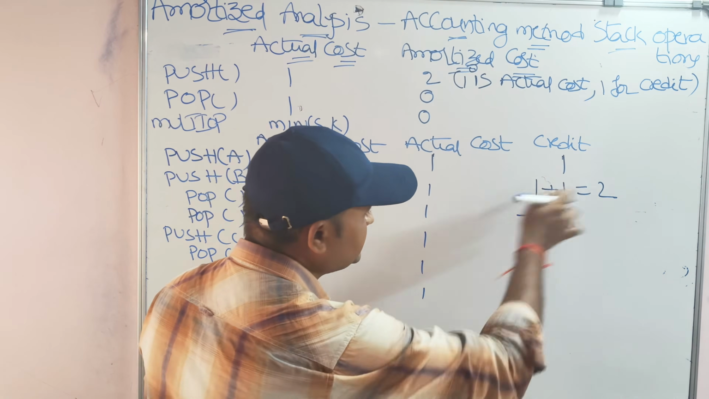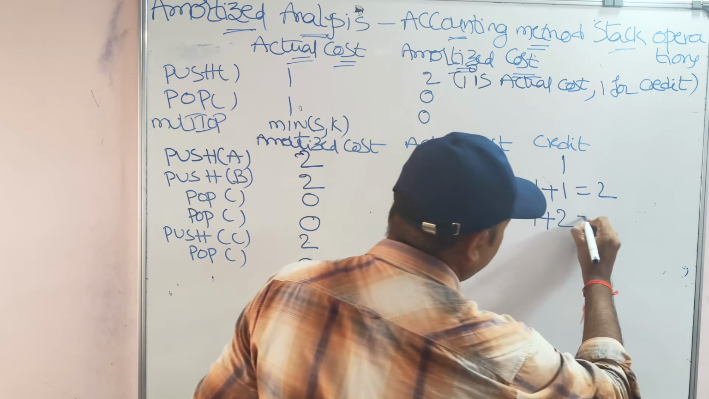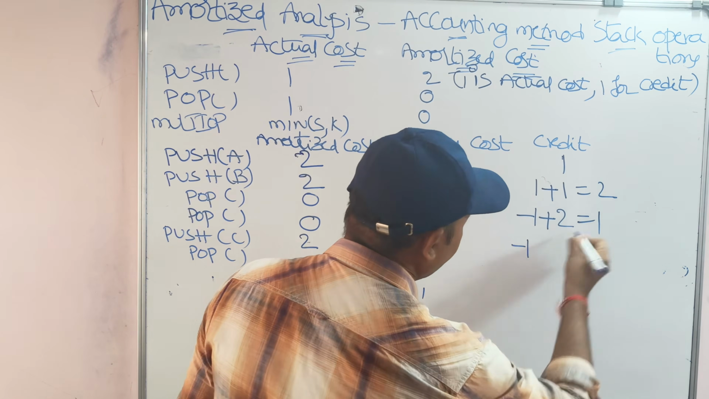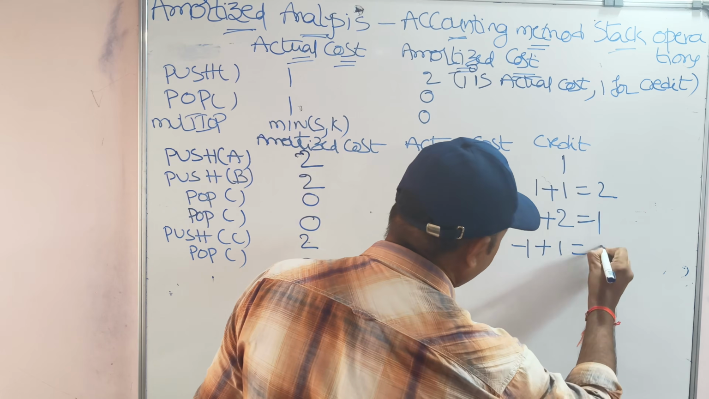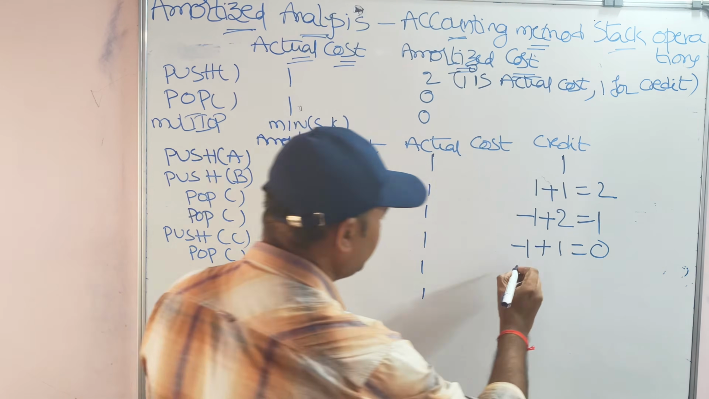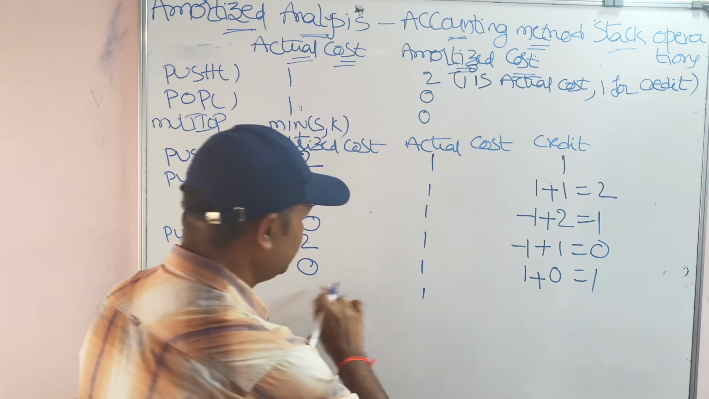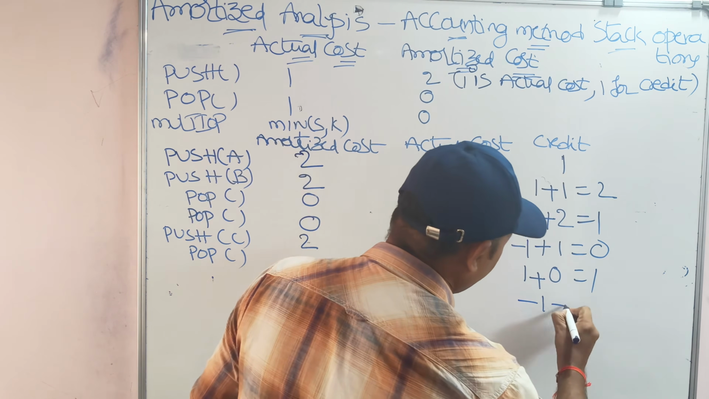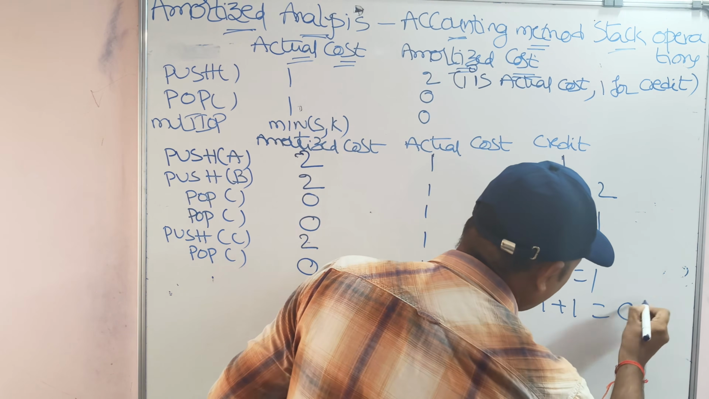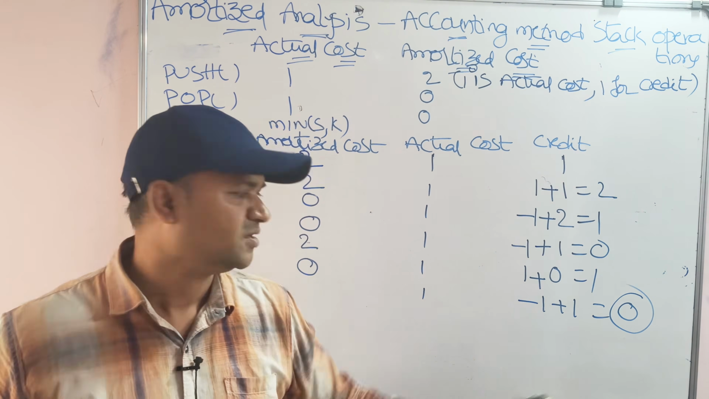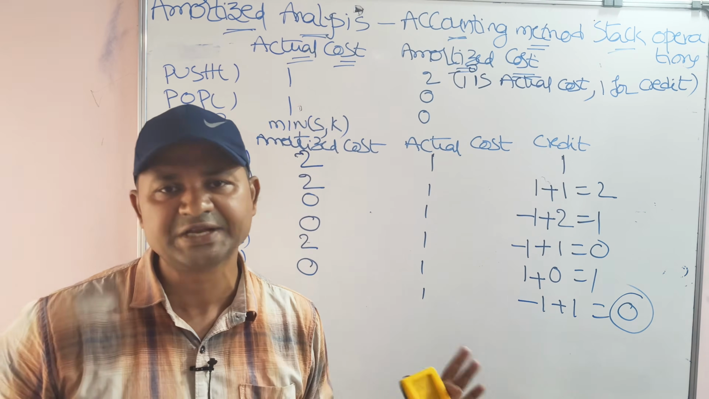So minus 1 plus the previous credit, minus 1 plus 2, means 1. Next, 0 minus 1 means minus 1. The previous credit is 1. Minus 1 plus 1 means 0. Next, 2 minus 1 means 1. 1 plus previous credit 0 is 1. 0 minus 1 means minus 1. Minus 1 plus 1 means 0. So now the credit is 0. So there is no problem. Credit is a non-negative number. So 0 means it is a non-negative number.